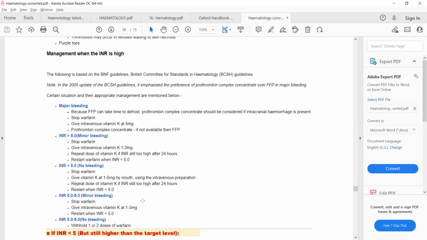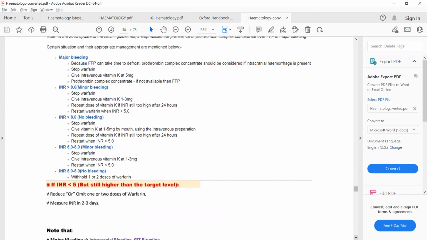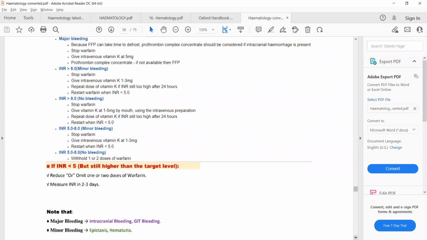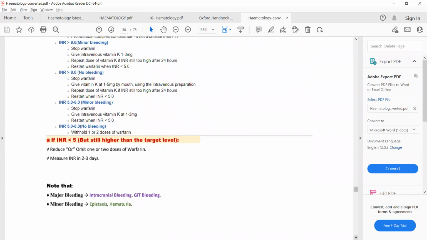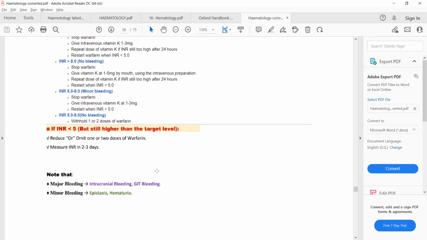And if there is no bleeding and the INR is between 5 to 8, then we'll withhold 1 or 2 doses of warfarin. We do not need to use vitamin K if there is no bleeding and the INR is between 5 to 8. And if INR is less than 5, but it is still higher than the target level, then we'll reduce or omit 1 or 2 doses of warfarin and measure the INR within 2 to 3 days.